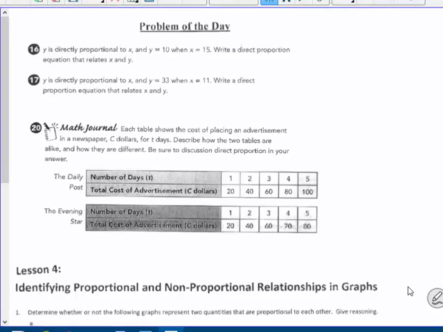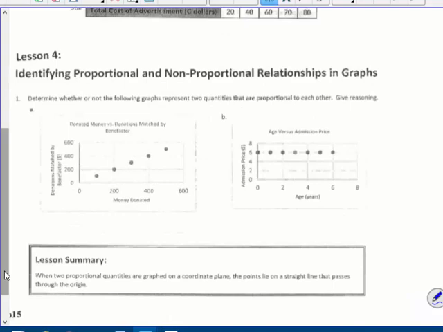Today's video starts on page 15, problem of the day. You're going to answer number 16, 17, and 20 on your own. Pause the video, take a couple minutes, fill those in. Y over x equals k, y equals kx. Answer those questions. Identifying proportional and non-proportional relationships in graphs.